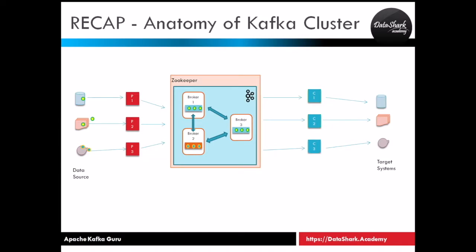Welcome back. So we have learned about various components that form a Kafka cluster, right? We learned about the brokers, topics, partitions, offset IDs, producers and consumers, data sources and target systems. All of them together form the Kafka cluster as it is today, right? Let's recap at a very high level what we have learned so far.